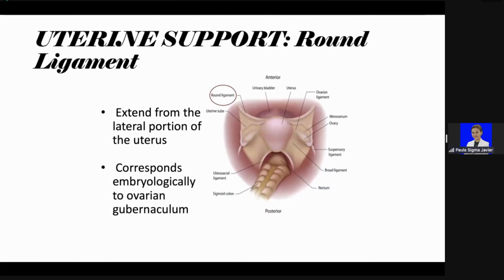Okay, so for the uterine support, we have the round ligament of the uterus. Again, please be specific during the practical exams. It extends from the lateral portion of the uterus. It is actually located anterior to your fallopian tube. It corresponds embryologically to the ovarian gubernaculum, just like the round ligament of your ovary. Okay.